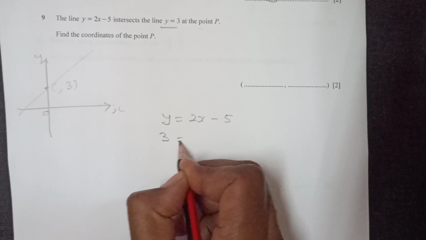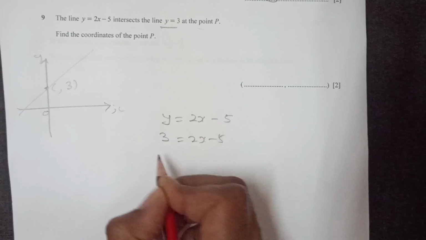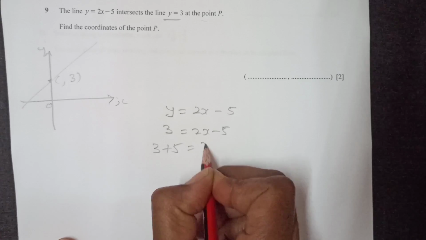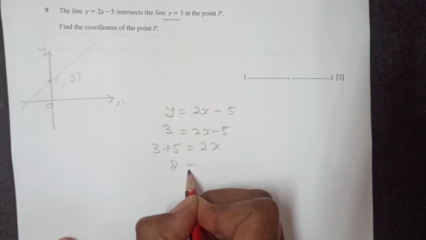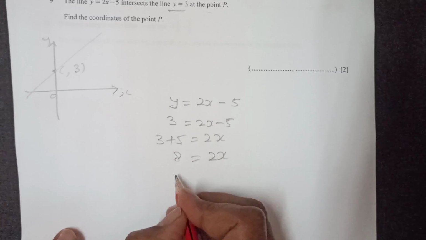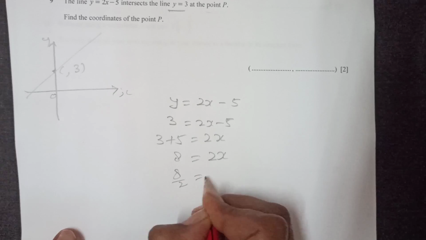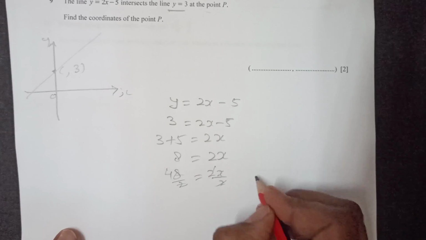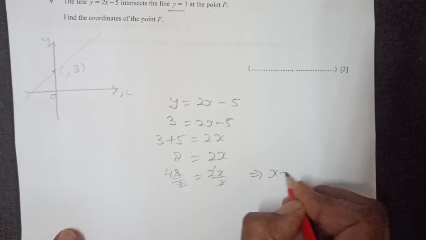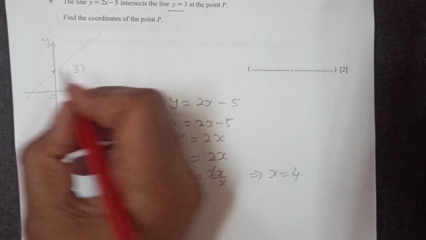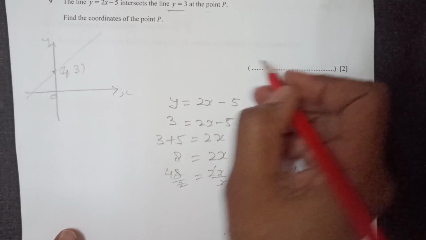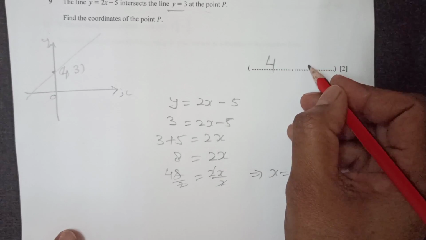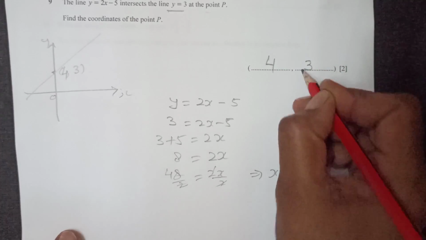When y is 3, then 2x minus 5 equals 3, we can find out the value of x. So 3 plus 5 equals 2x. So this is 8 equals 2x. So 8 over 2, just divide by 2. So this is 4. So x is equal to 4. So the coordinate is going to be 4 for x. So 4 and 3 is the answer.